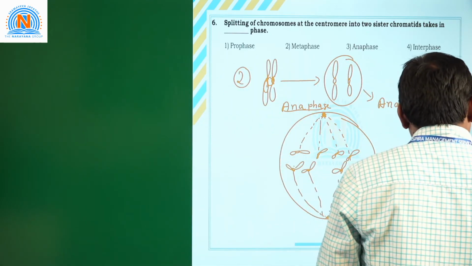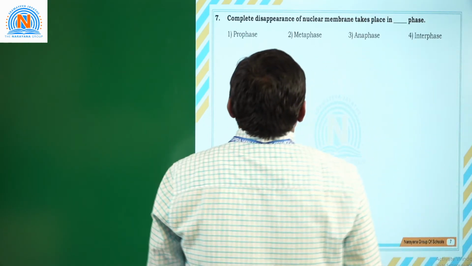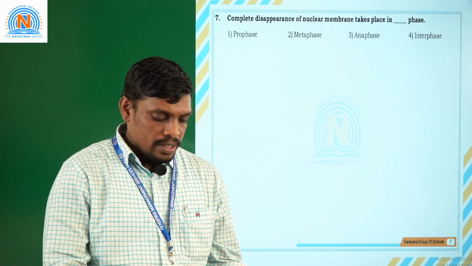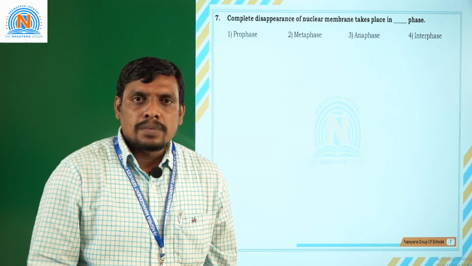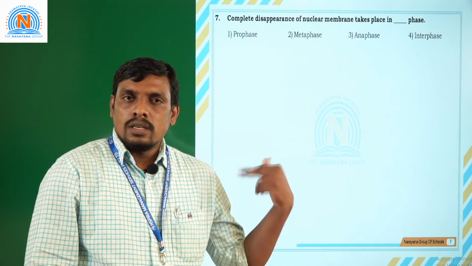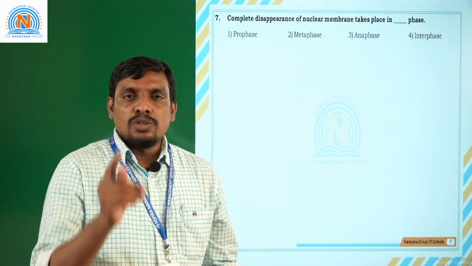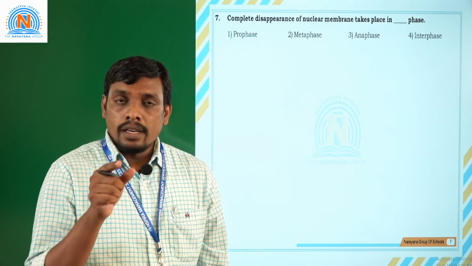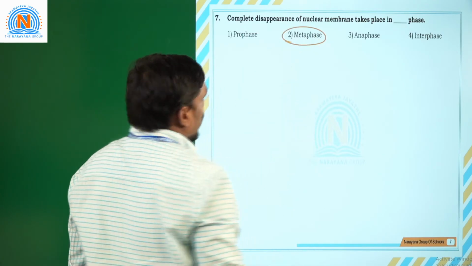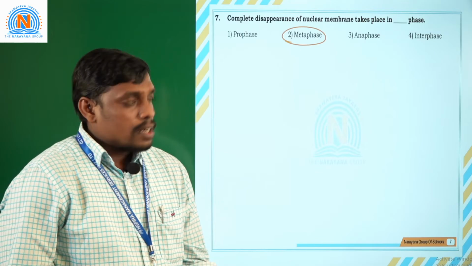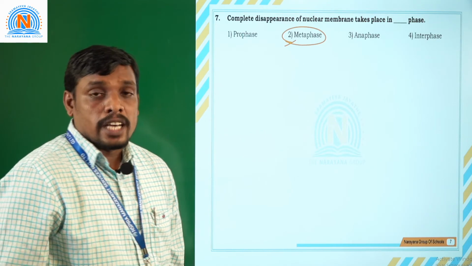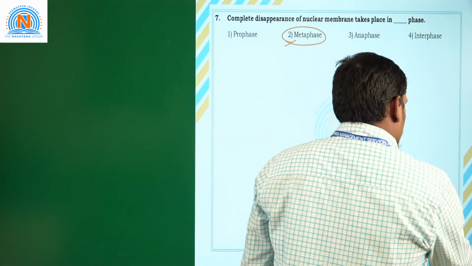Moving on to the next question, students. Seventh question: complete disappearance of the nuclear membrane takes place in which phase? I already discussed in the previous questions that the nuclear membrane disappears in metaphase. Completely it disappears in metaphase. What is the correct answer? The correct answer is the second option, metaphase. Direct question.